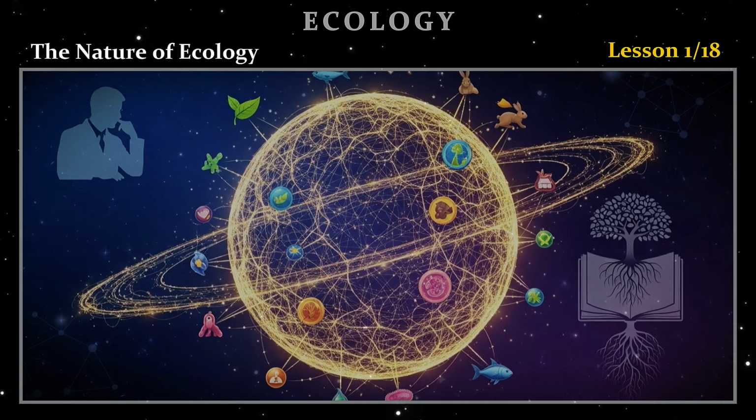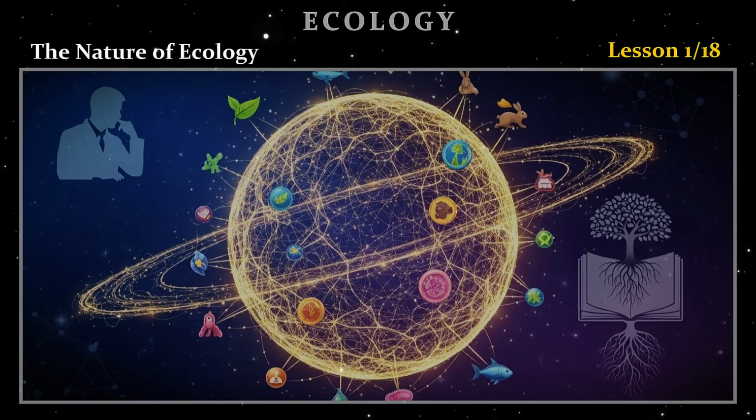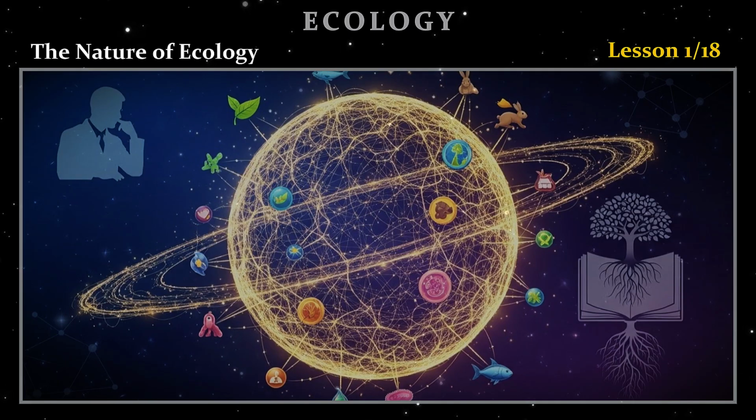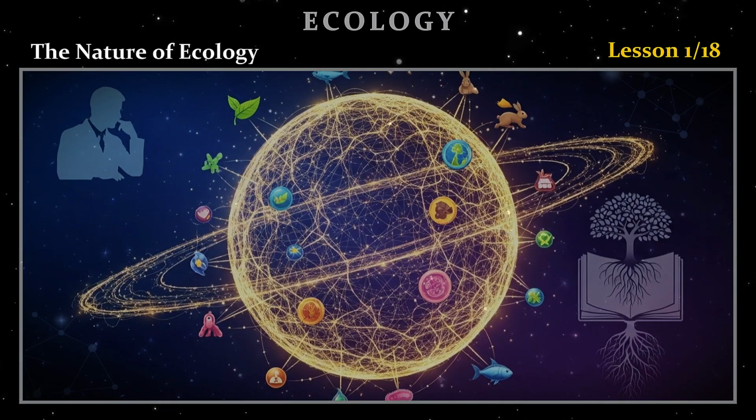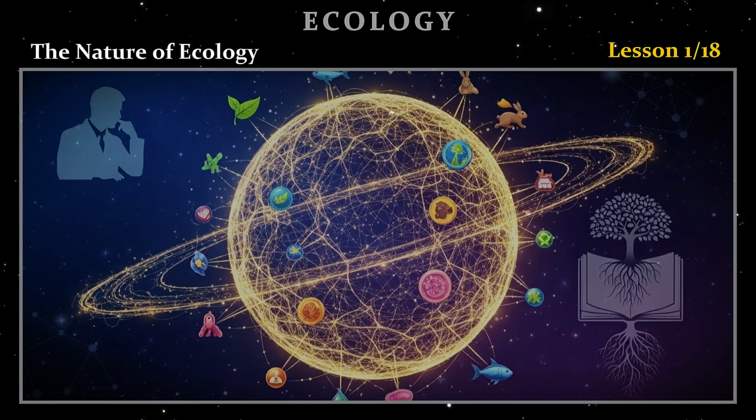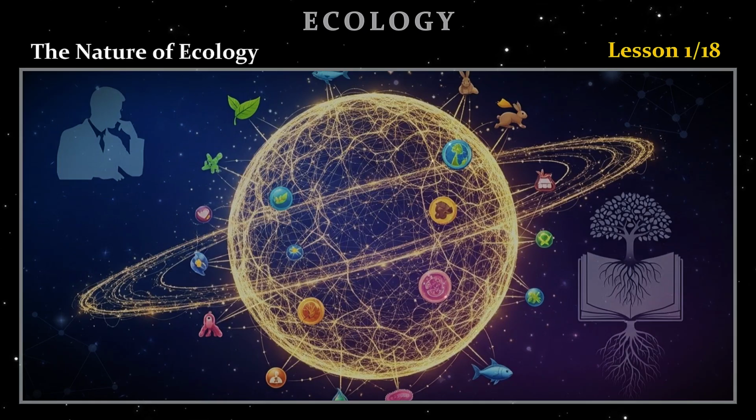Consider the complexity of a simple pond. To the casual observer, it is just water and weeds. To the ecologist, it is a battlefield and a factory. The sun strikes the surface, powering algae. This is primary production. The algae are eaten by zooplankton, tiny drifting animals. These are eaten by small fish, which are eaten by large bass. This is the trophic structure.